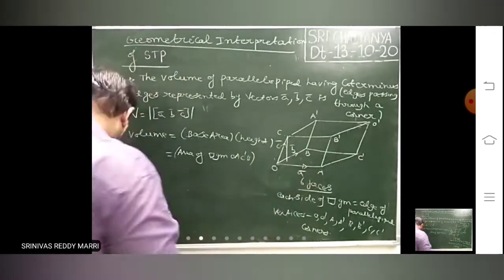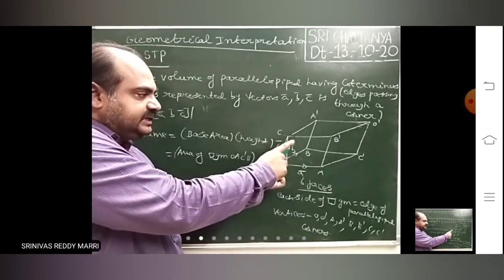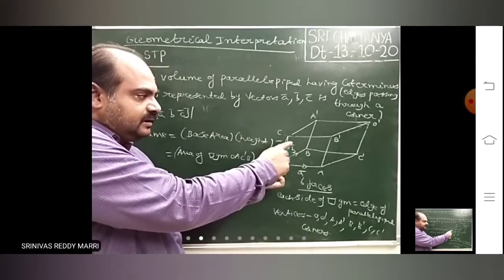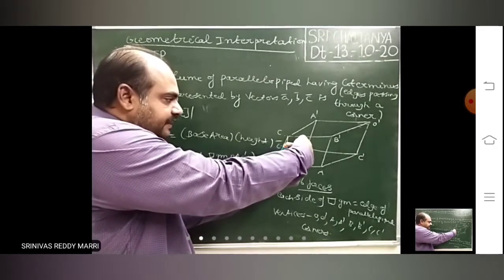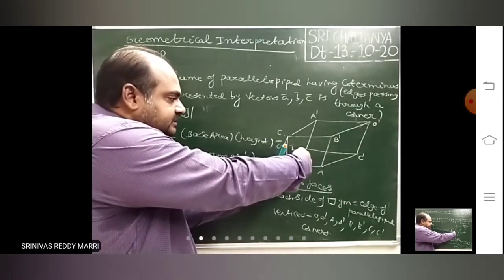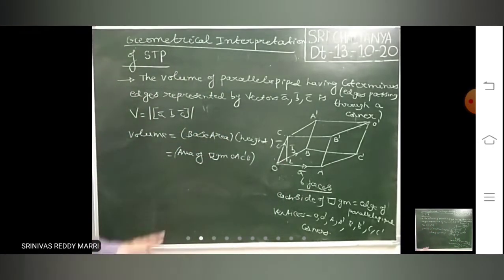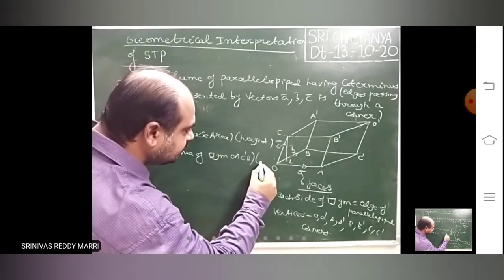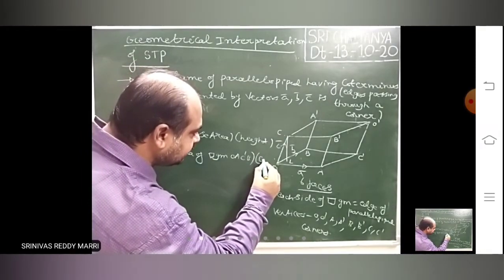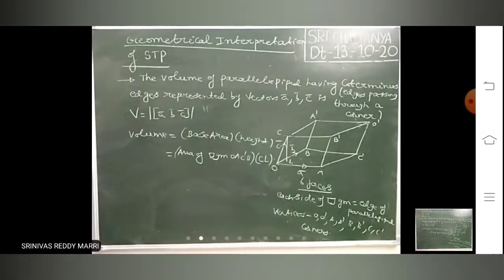Perpendicular means this. Look here. C bar is like this, and C is this end point. From here, from C, I have dropped a perpendicular to, let us say, L. Area of parallelogram into height means CL. That is called the height of the parallelepiped. Volume is nothing but area of OACB into CL.